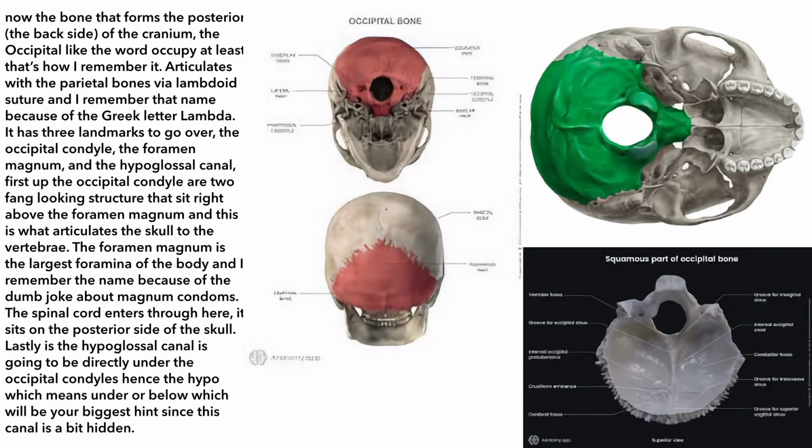It sits on the posterior of the skull, and lastly is the hypoglossal canal. It's going to be directly under the occipital condyles, hence hypo, which means under or below, which could be your biggest hint if you're looking for it.